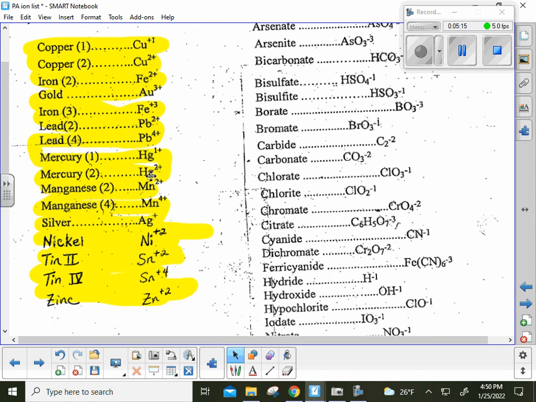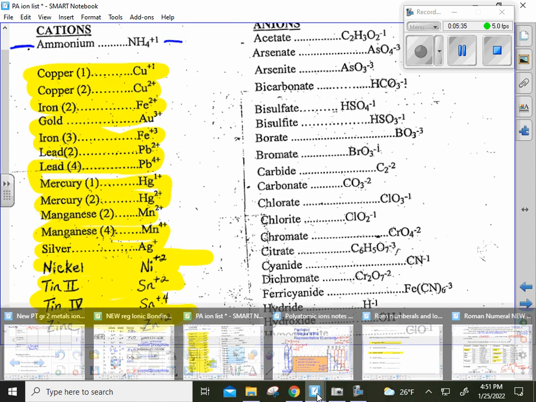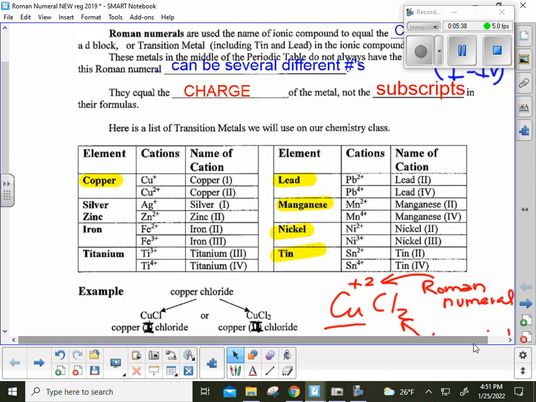Mercury has only 2 possible charges, lead has only 2 possible charges, iron has 2 different possible charges, where gold is always +3, and silver is always +1. Zinc is always +2. So this list is going to be helpful so you can pick between them, okay? Now let's go back and do some examples, back on the page here.